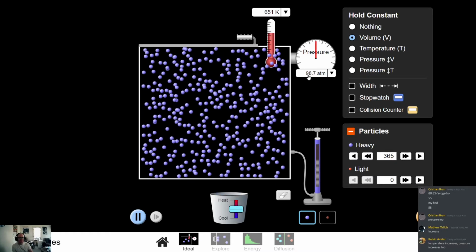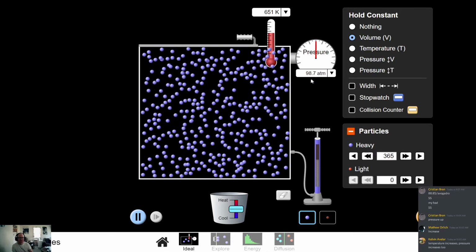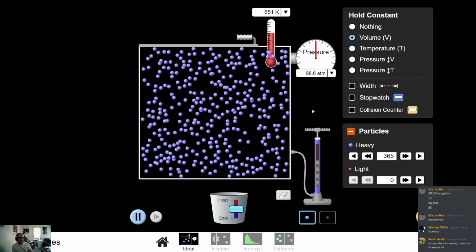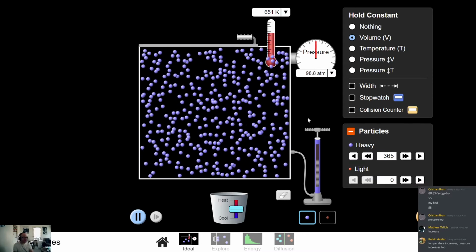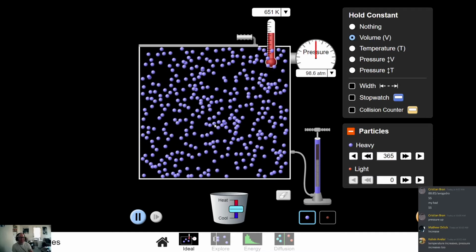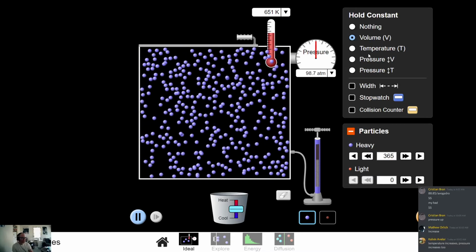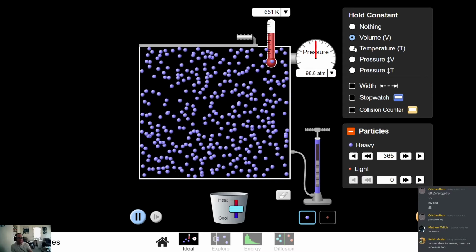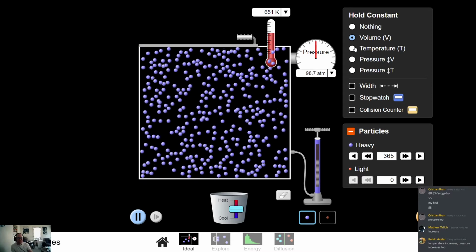The pressure is at 100 atmospheres, almost exactly. So that tells us that if you add energy to a system that has the volume held constant, then the pressure and the temperature will both increase. Okay. So what else could we do?